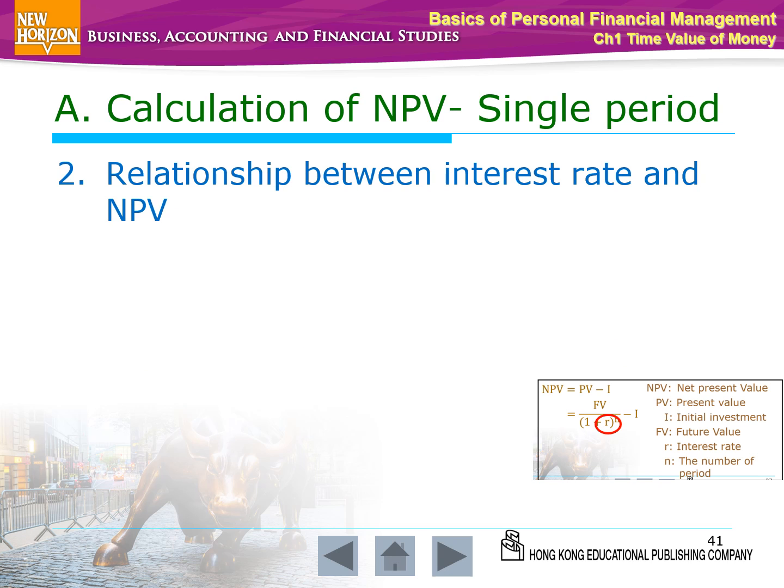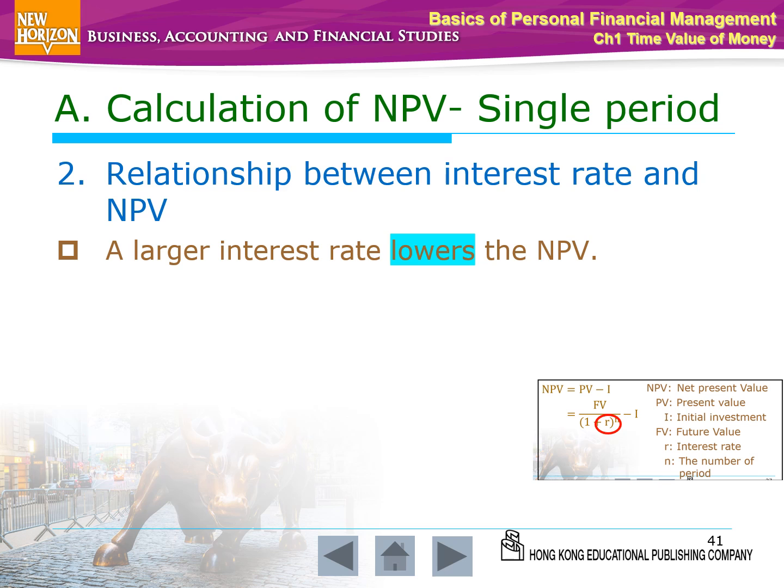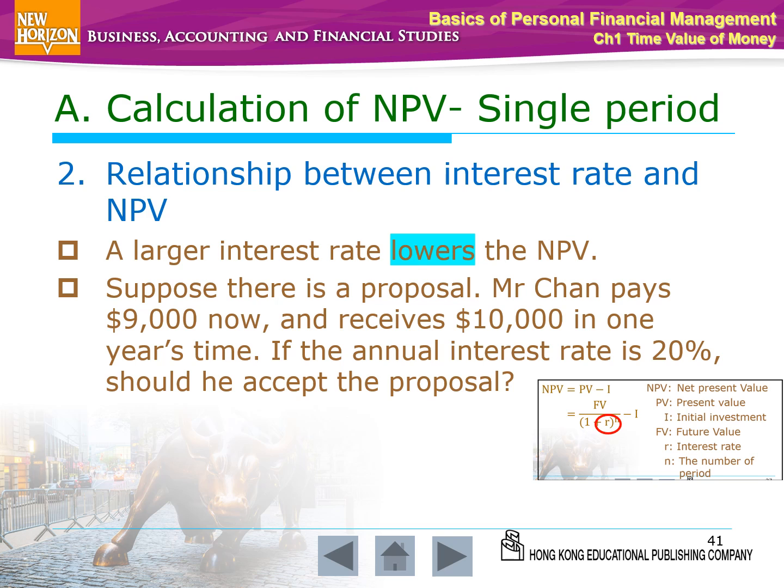We are going to look at the relationship between interest rate and net present value. The conclusion is that a larger interest rate lowers the net present value. Suppose there is a proposal. Mr. Chen pays $9,000 again now and receives $10,000 in 1 year's time. Again, the same, but the interest rate changes from 10% to 20%. That means there is an increase in annual interest rate. Should he accept the proposal?